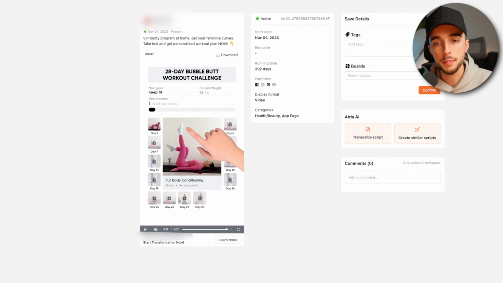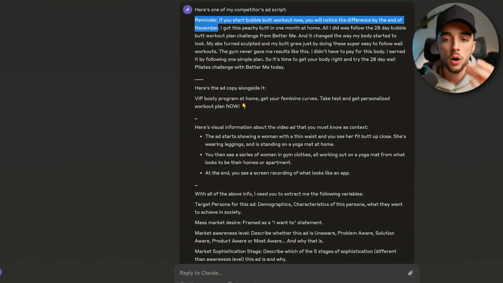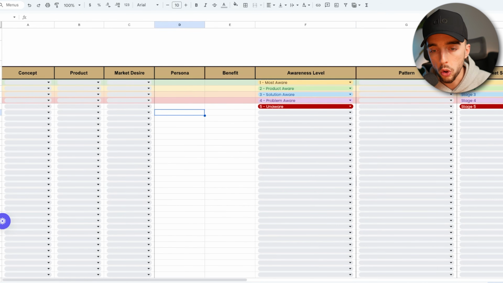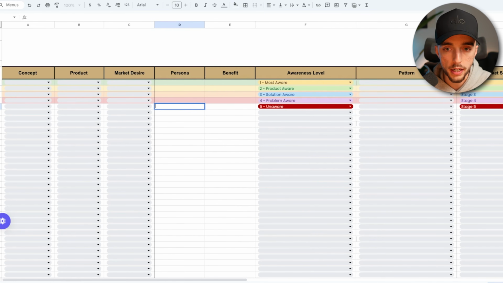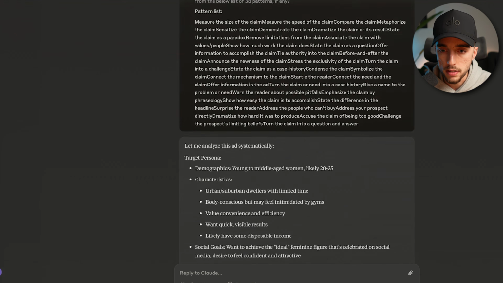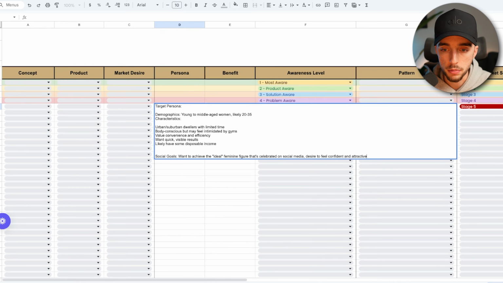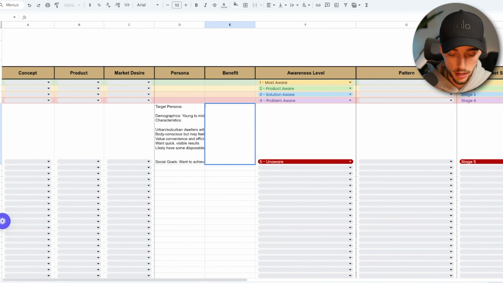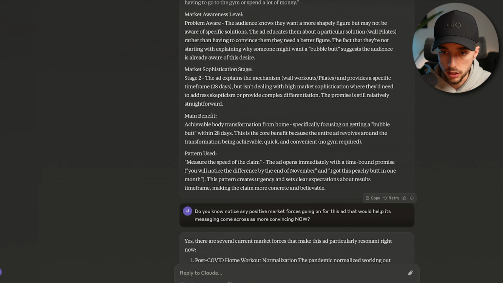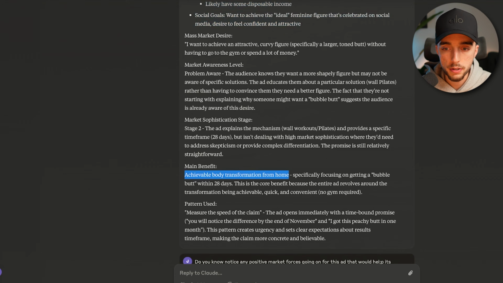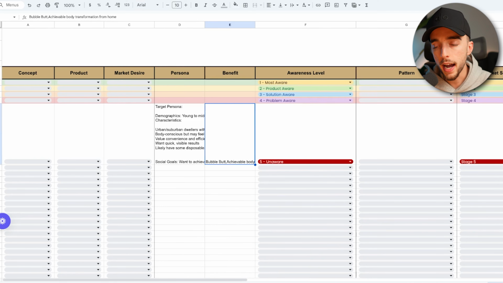So if you find an ad that's been live for a long period of time from a competitor, chances are, again, unless they're just willing to throw money out of the window, it's a high performing ad. So what I can then therefore do right here is I can come back into my sheet and I can start filling out all of these pillars. I can put in my persona. So I can come here as an example, and I can put in some information about my said persona. So I could come back here, put that in there, and then highlight the benefit. So I could have bubble butt as an example right here. So that is a benefit mentioned right there. And then this achievable body transformation from home. Okay. And then I can start filling this out.